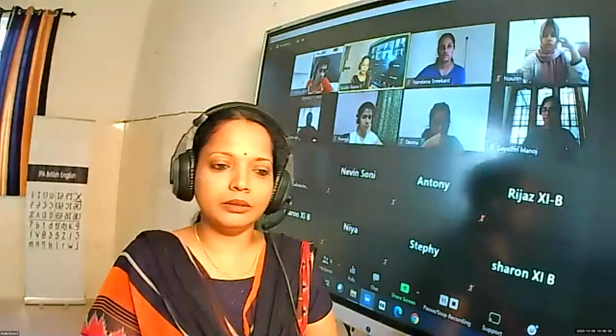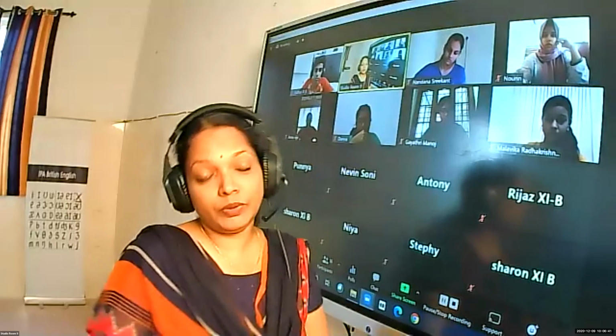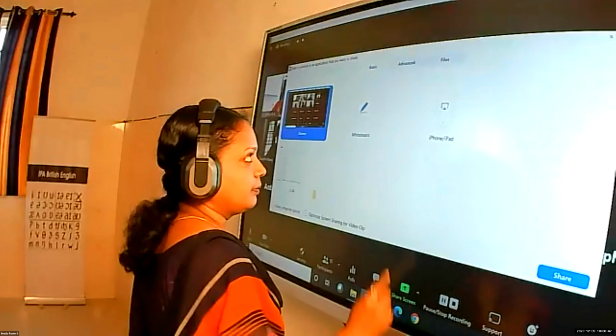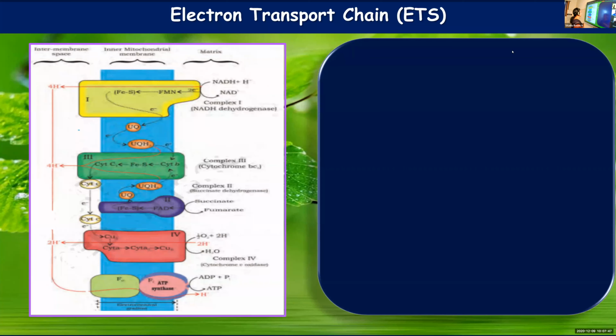We'll continue with the electron transport chain, which we were discussing in our previous class. Children, we learned about the different complexes involved in the electron transport chain. Complex 1, that is NADH dehydrogenase. It will oxidize NADH plus H plus into NAD, and along with NADH dehydrogenase, FMN, flavin mononucleotide and iron sulfur compounds together form complex 1.